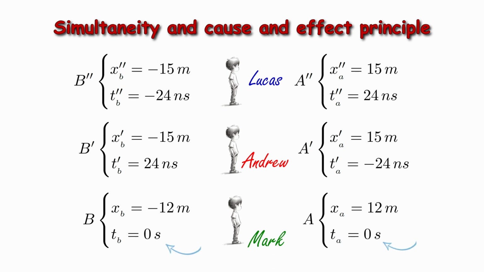In more detail, if events A and B for Mark are simultaneous, Andrew sees event A happen first and event B after, while Lucas sees event B happen first and after event A. The temporal order of events is not preserved.